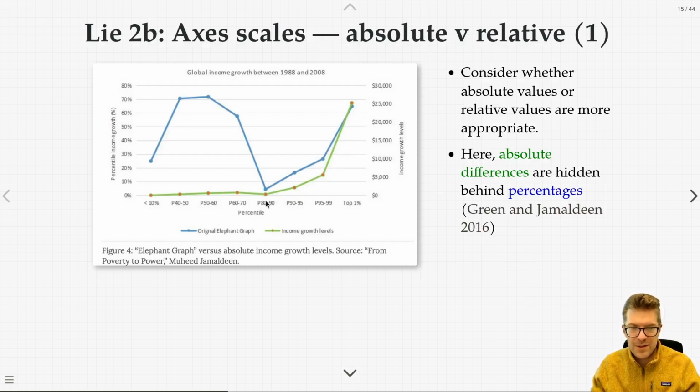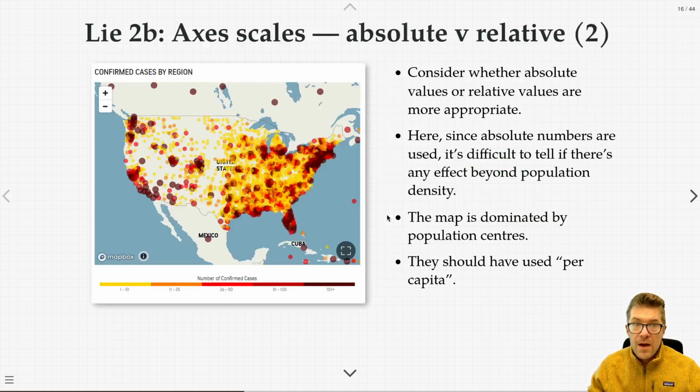There isn't this huge number of people climbing the social ladder that the blue graph seems to indicate. Again, changing the scales in terms of absolute versus relative. This is a country near Canada that you can see maybe during an outbreak, confirmed cases by region, and the darkness here indicates the number of confirmed cases, from 1 to 10 cases in yellow to more than 100 cases, more than 101 cases in dark brown.